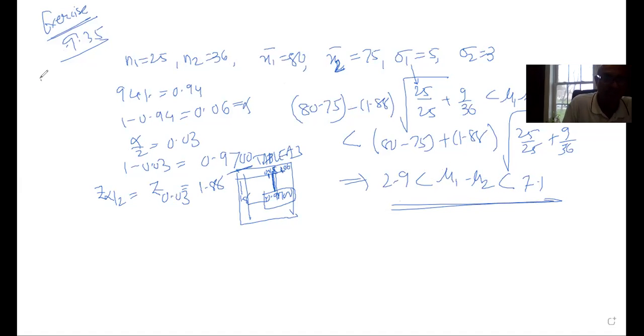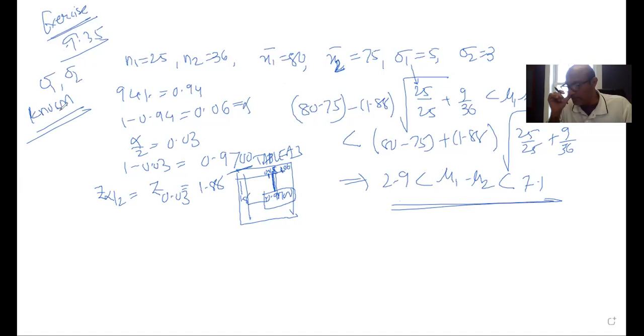Here you can see my sigma 1 and sigma 2 are known. Sigma 1 and sigma 2, they are known. Right, guys? Okay, so now I would like to go for one more example, that is example number 9.37, then we'll go for 9.40. Let's see. So let me just read the example 9.37. If it is a similar kind of example, then we can skip, but let me just go for this one.